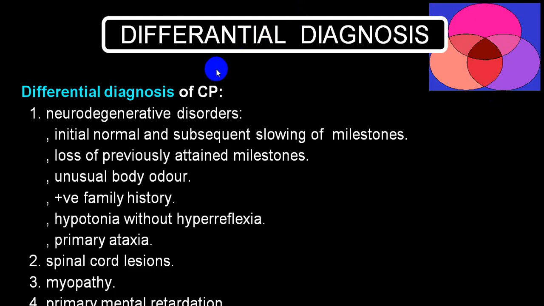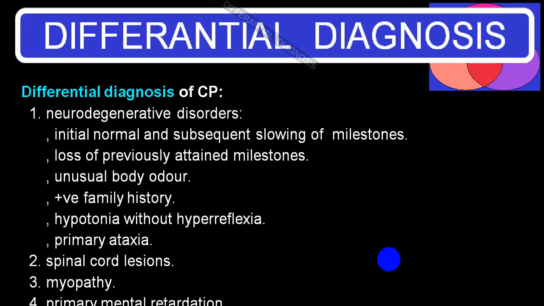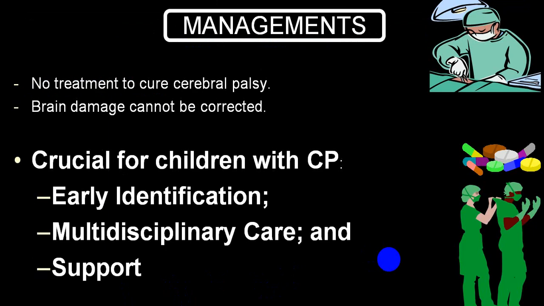As far as differential diagnosis is concerned, you should always keep it in mind. Another group of disorder which can present similarly is neurodegenerative disorders. Occasionally you can come across spinal cord disorders, muscle disorders we call myopathy, and absolutely uncommon primary mental retardation, which can be because of, say, even cretinism, hypothyroidism, congenital hypothyroidism. You can have that in a differential diagnosis.